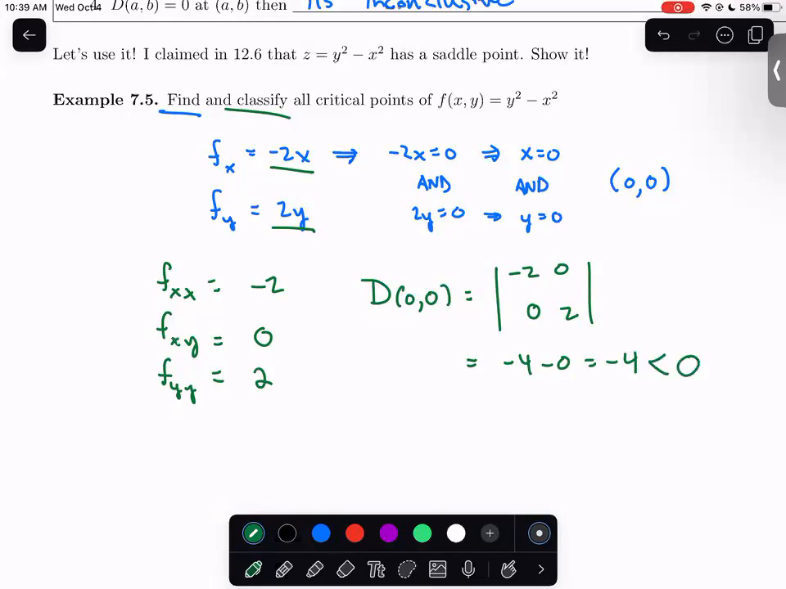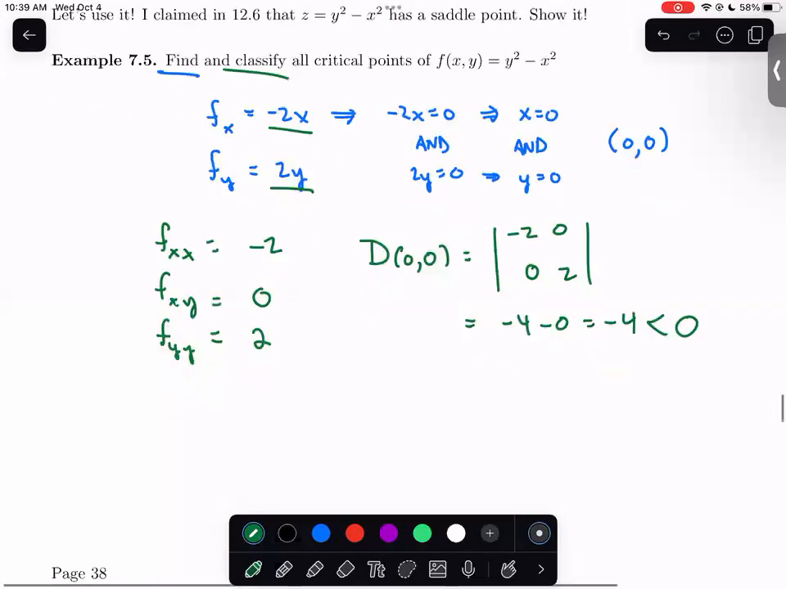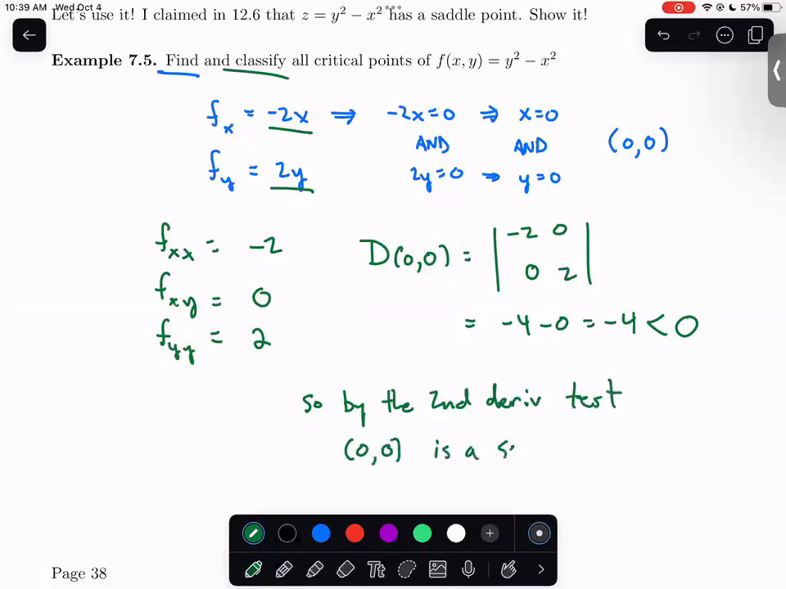So that means I'm in calculus 3 world. The new thing from calculus 3 is a saddle point. So by the second derivative test, 0, 0 is a saddle point.